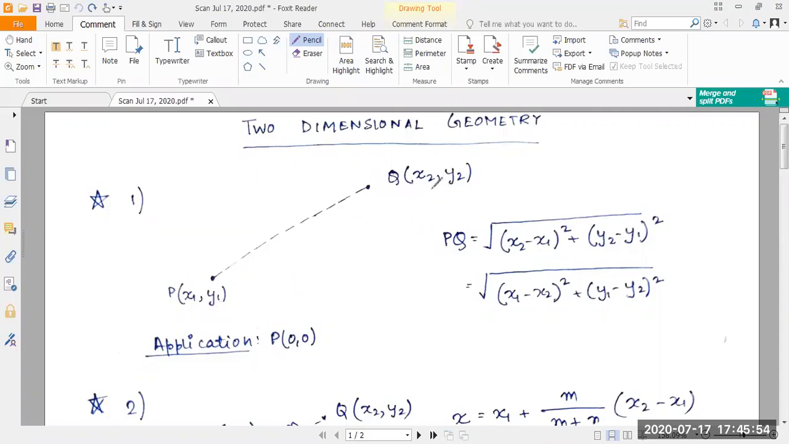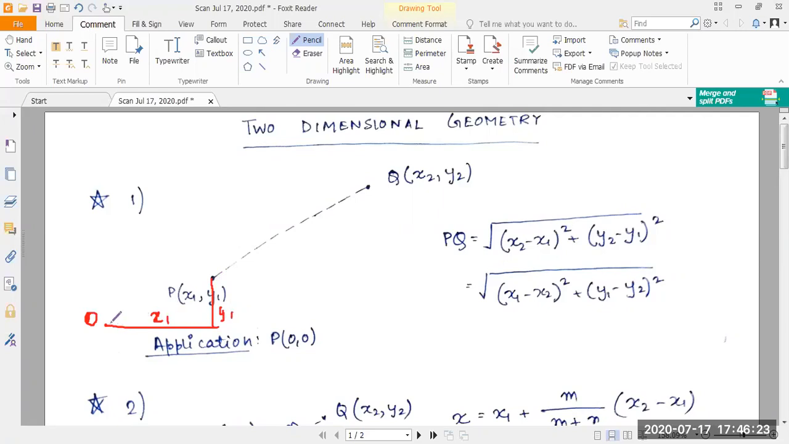Q whose coordinates are given by x2, y2, and we need to find the distance between these 2 points. So what essentially we know is, if we have origin O over here, then the horizontal distance between point O and point P is essentially given by x1. So this distance is x1. And the vertical distance between these 2 points is given by y1.